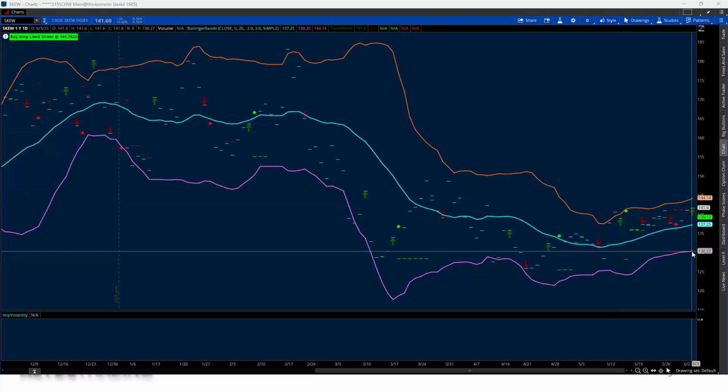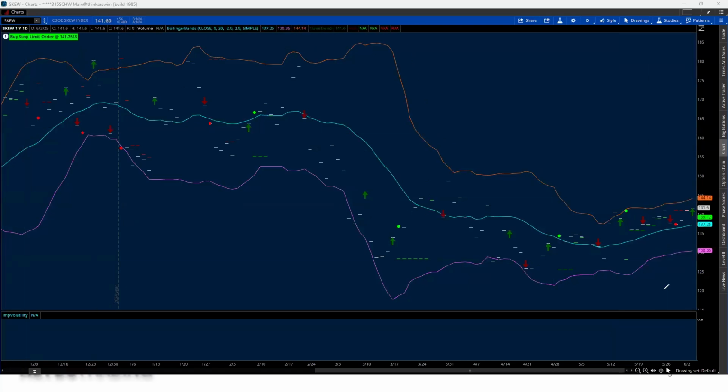So going back to the price level of the skew, again, it's not a tradable asset, but for frame of reference, if skew's at 100, the market is telling us that it's expecting volatility to remain normal. As the skew index rises, let's say it's up at 150. We've seen this year some very high skew prints up above 180.